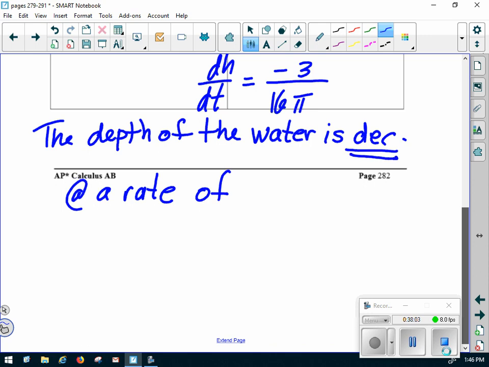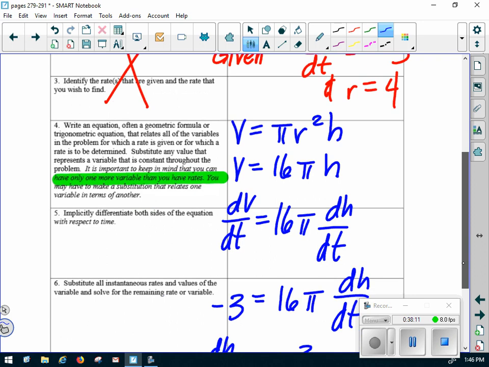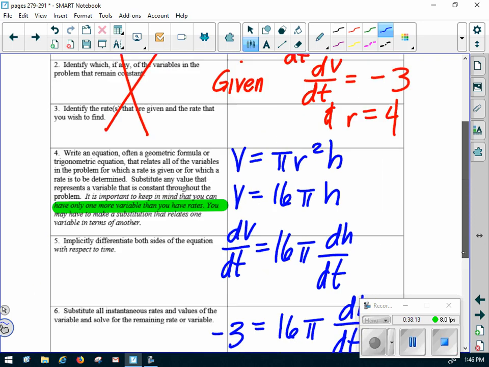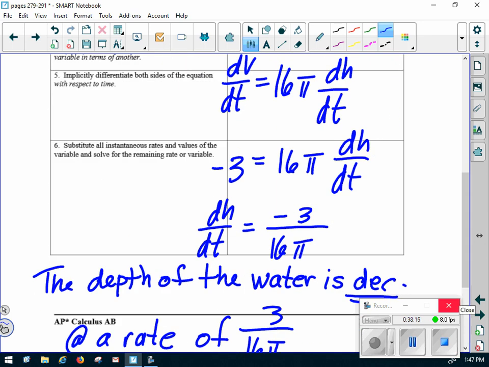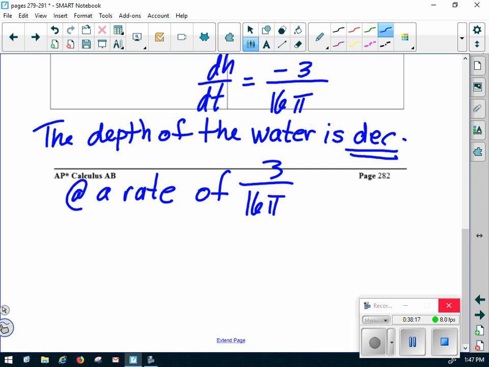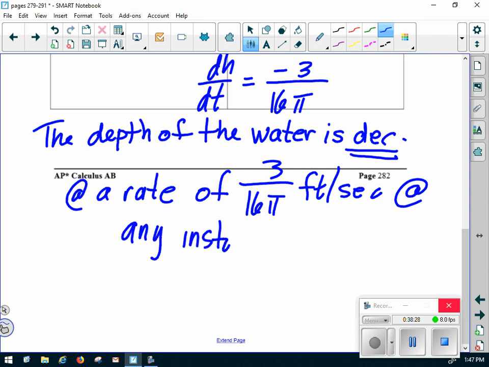because I've already got the decreasing, I've taken care of the negative. 3 over 16 pi, and I don't remember my units. Feet per second at any instant. Go back and use the wording from the question. Feet per second at any instant. The AP graders will love you when you write stuff like that. Oh, yay.